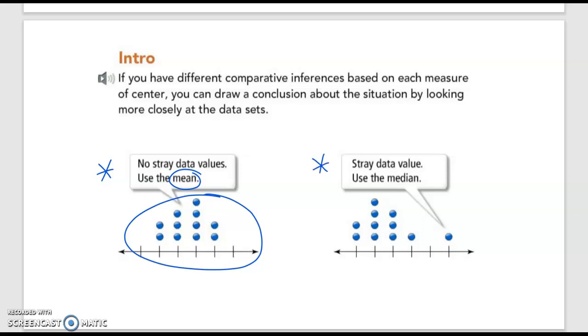But if you have stray data values, so meaning a data value that lies outside the normal set of data, use the median as the number that you're going to make your comparative inference.